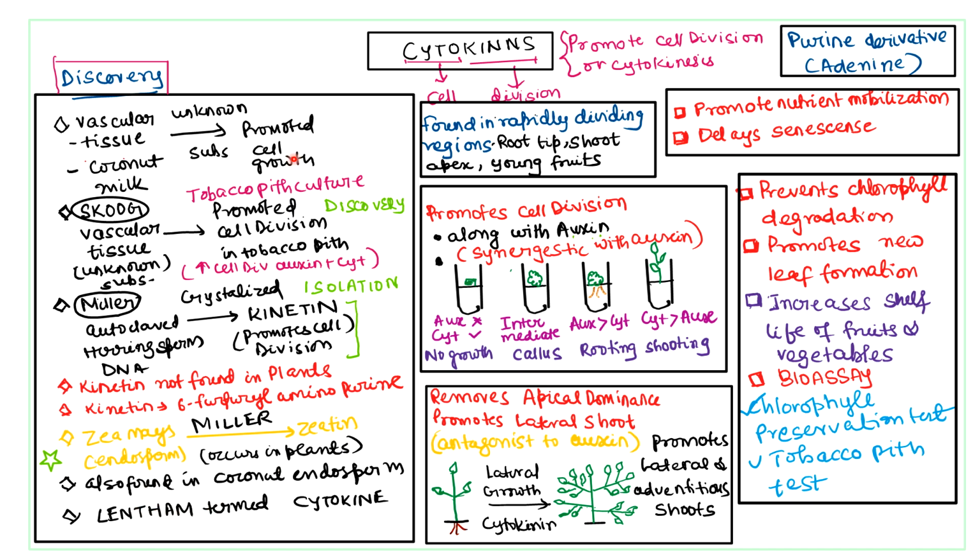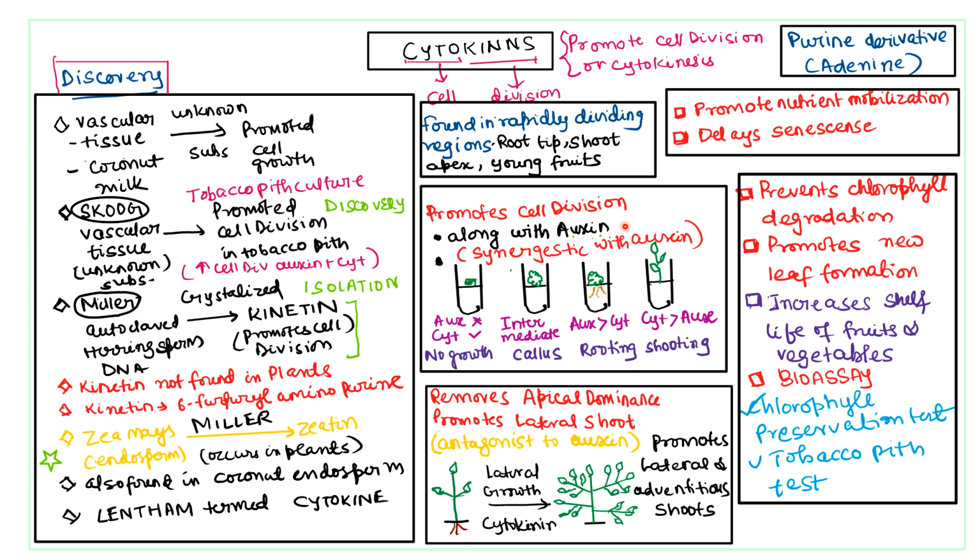Okay, so this is all about the discovery of cytokinin. We saw the chemical nature, that is, it is a purine derivative, typically adenine. Let's see where this cytokinin is produced. As cytokinin induces cell division, where should it be found? It is found in rapidly dividing regions such as root tip, shoot apex, young fruits, and leaves. So these are the sites in which cytokinins are produced.